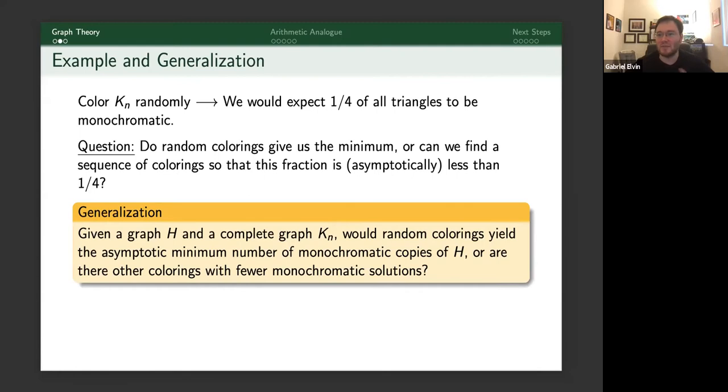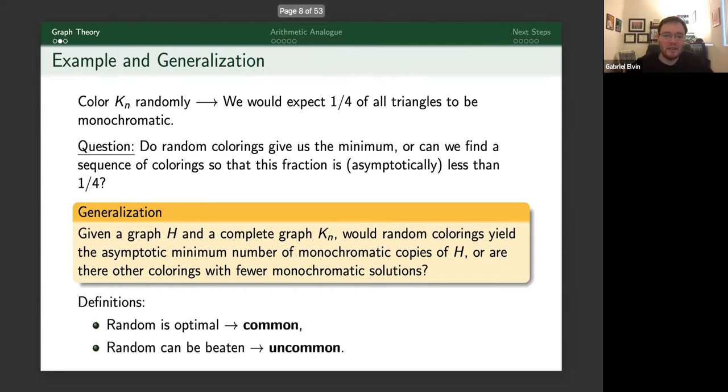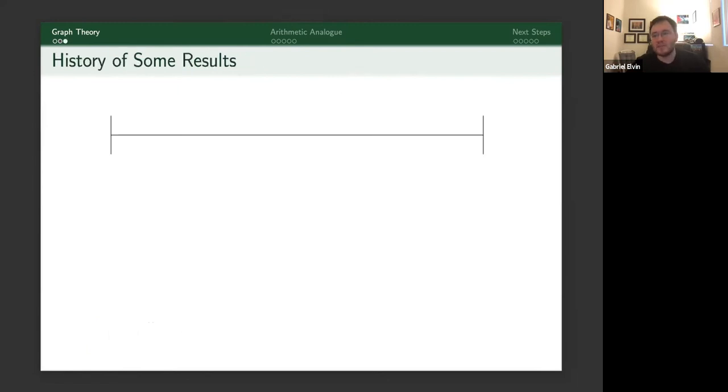So this turns into a big classification problem. For which graphs is coloring randomly essentially optimal, giving you the fewest monochromatic copies, and for which graphs can you do better? We'll have terminology for that. If random is optimal, we'll call the graph H common, and if random can be beaten, we'll call the graph uncommon. Okay. And so just a quick history of some of the graph theory results.